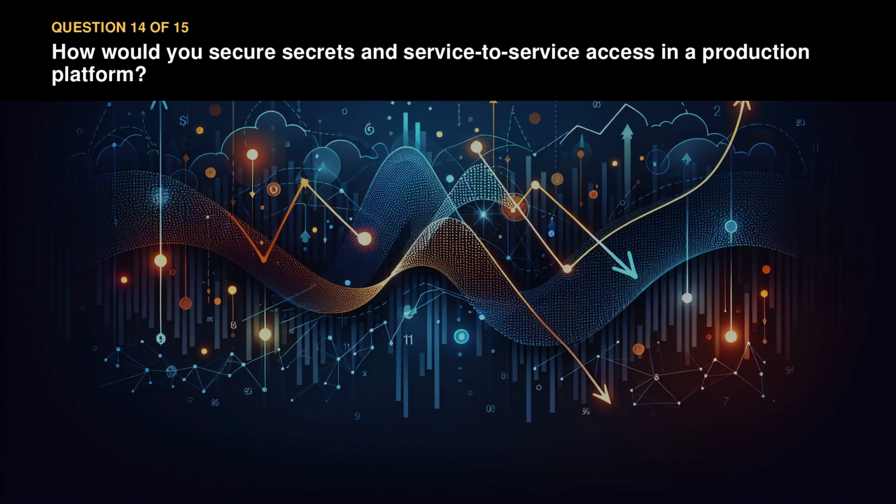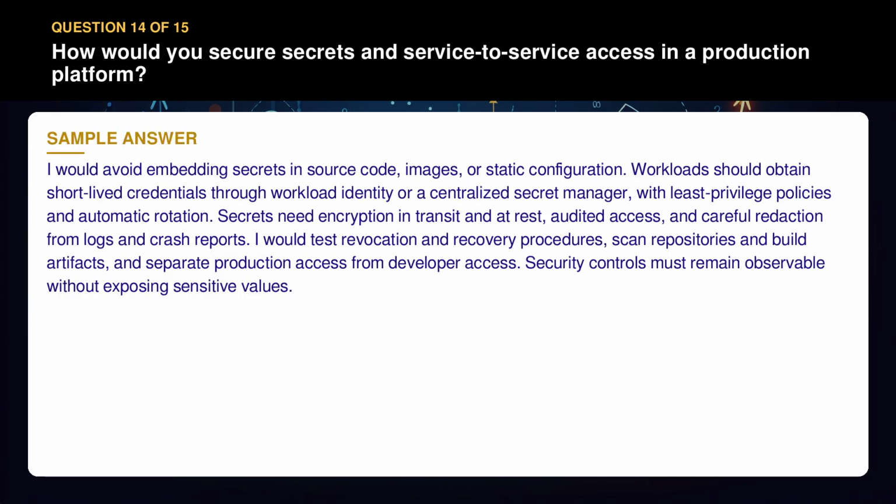Question 14. How would you secure secrets and service-to-service access in a production platform? I would avoid embedding secrets in source code, images, or static configuration. Workloads should obtain short-lived credentials through workload identity or a centralized secret manager, with least privilege policies and automatic rotation. Secrets need encryption in transit and at rest, audited access, and careful redaction from logs and crash reports.